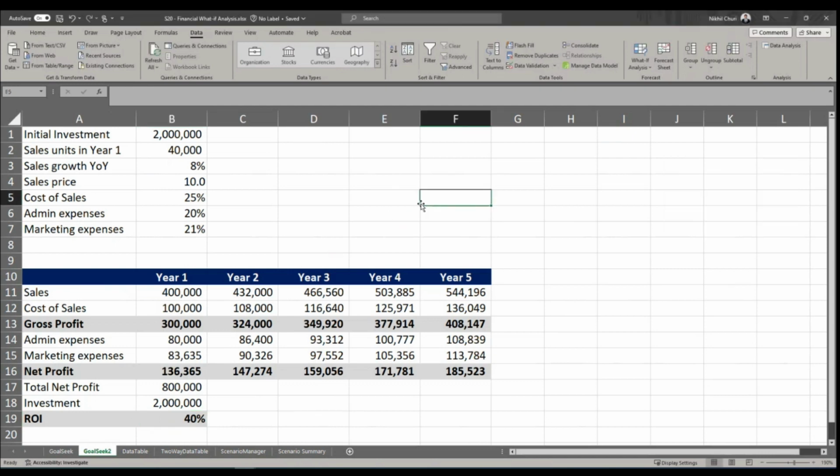So this is the importance of Goal Seek. With this, we conclude this part of the lecture as well. Thank you so much for your attention and focus.